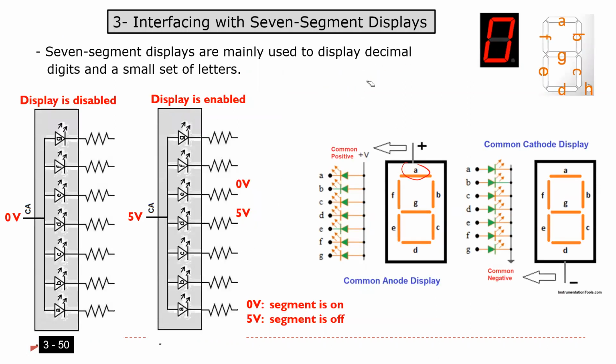We have 2 types of 7 segment. One type is called common cathode. The other one is common anode. So what is the difference between them? When you buy the 7 segment, you have to see if it is common cathode or common anode. What is the difference between them?